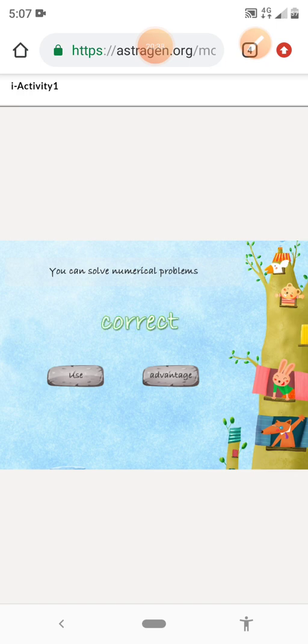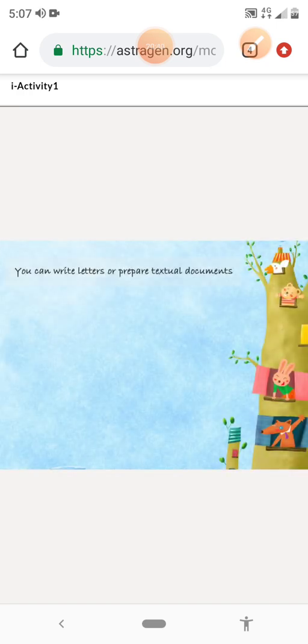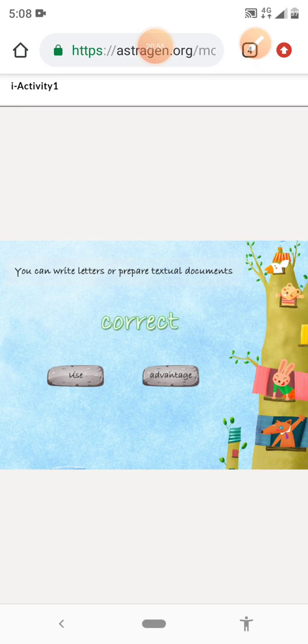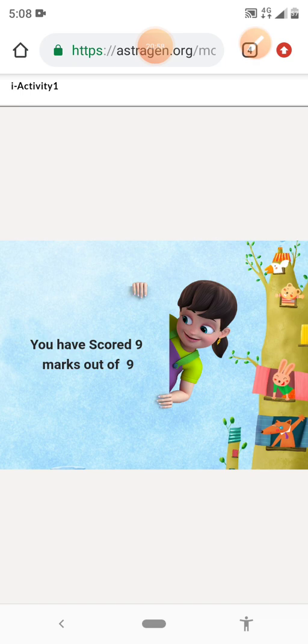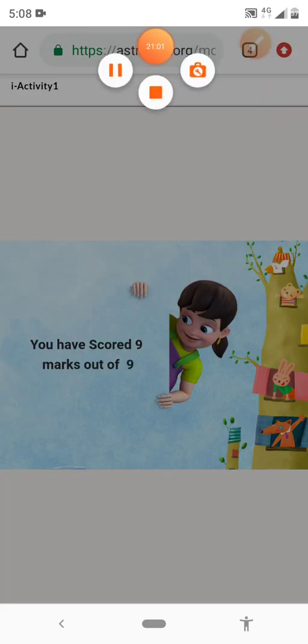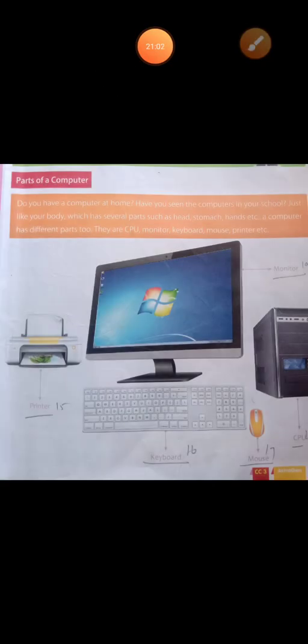Use. Correct. You can write letters or prepare textual documents. So we can prepare letters, documents and presentations. Is that a use or an advantage? Use. Correct. Okay, have you all enjoyed the activity? Next, parts of a computer.